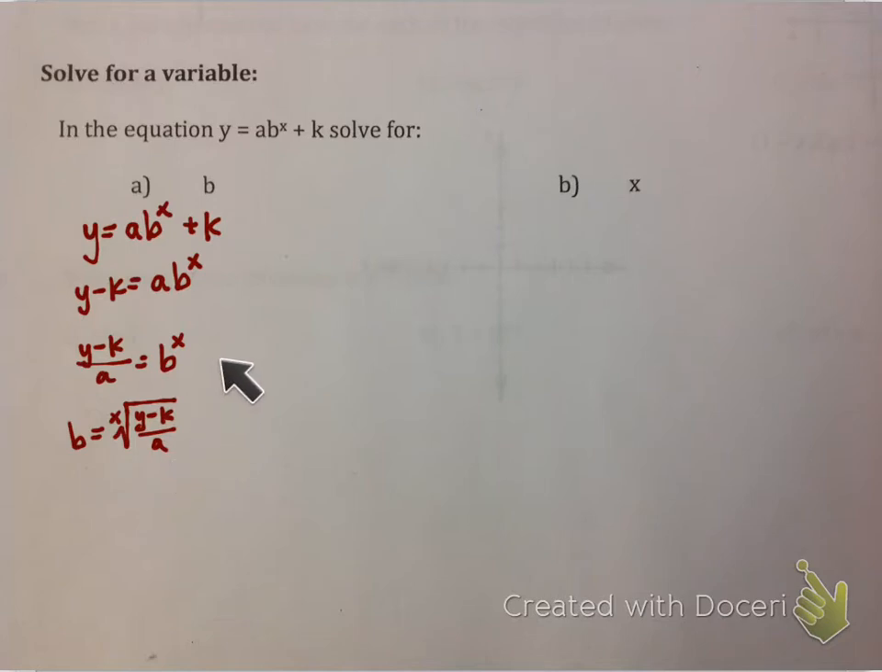I don't know what x is, but if it was b squared, I would take the square root. If it was b cubed, I would take the cube root. Okay, and so I can just call this the xth root of both sides.